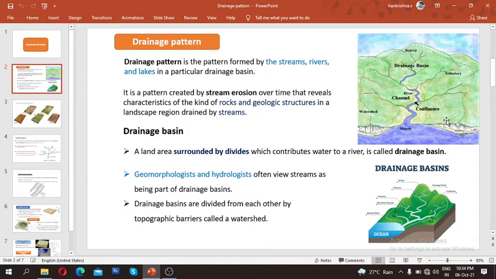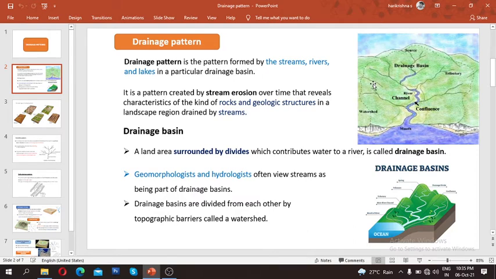Then, as I have already told you, geomorphologists and hydrogeologists often view streams as being part of a drainage basin. Drainage basins are divided from each other by topographic barriers called watersheds. Now we need to know what is a watershed. A watershed is where there may be some ridges or topographic barriers which restrict the flow of water from a particular area to another area. Now here you can see these dotted lines. This is actually an end point. So this area can be considered as a watershed. Why? Because you can see the flow of water is restricted to this area.